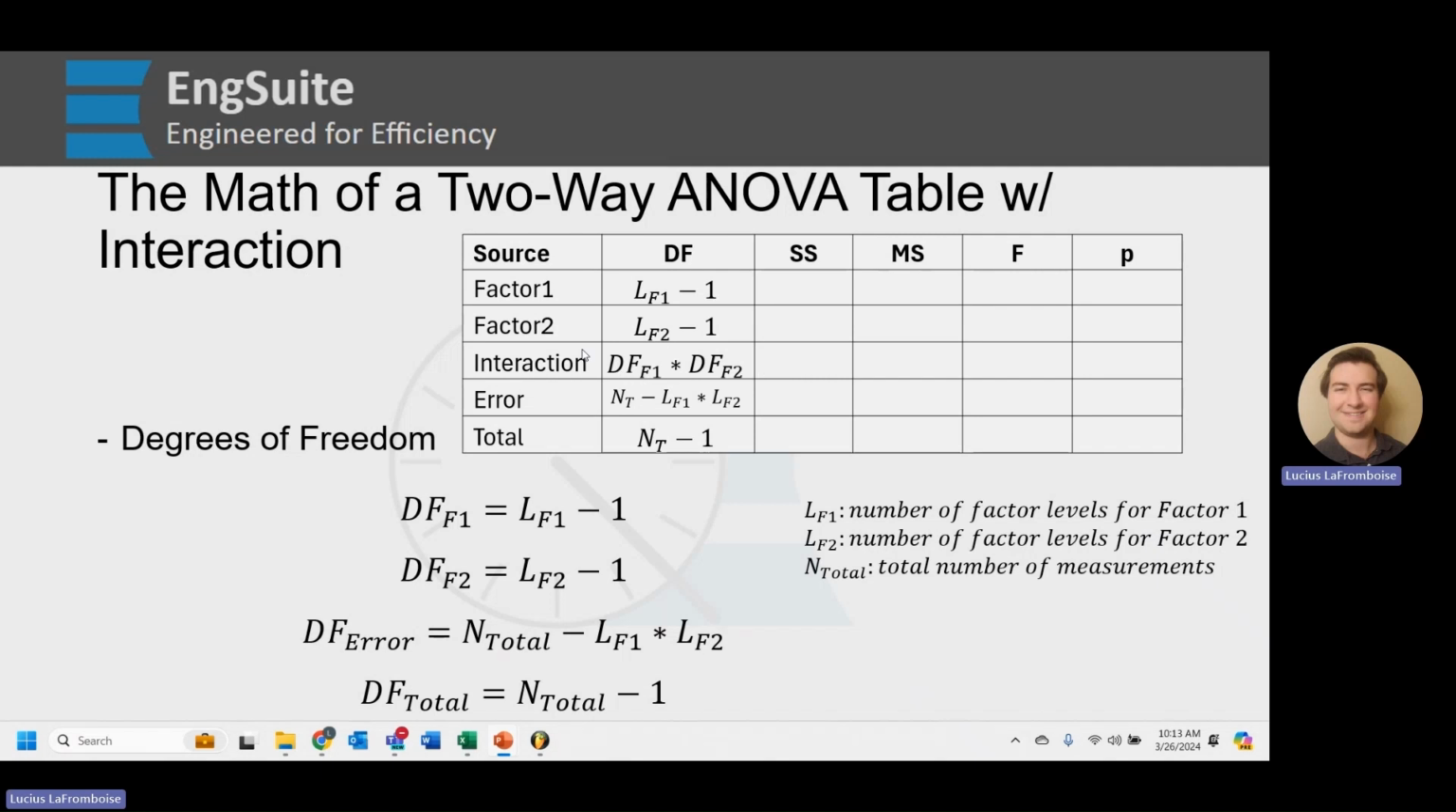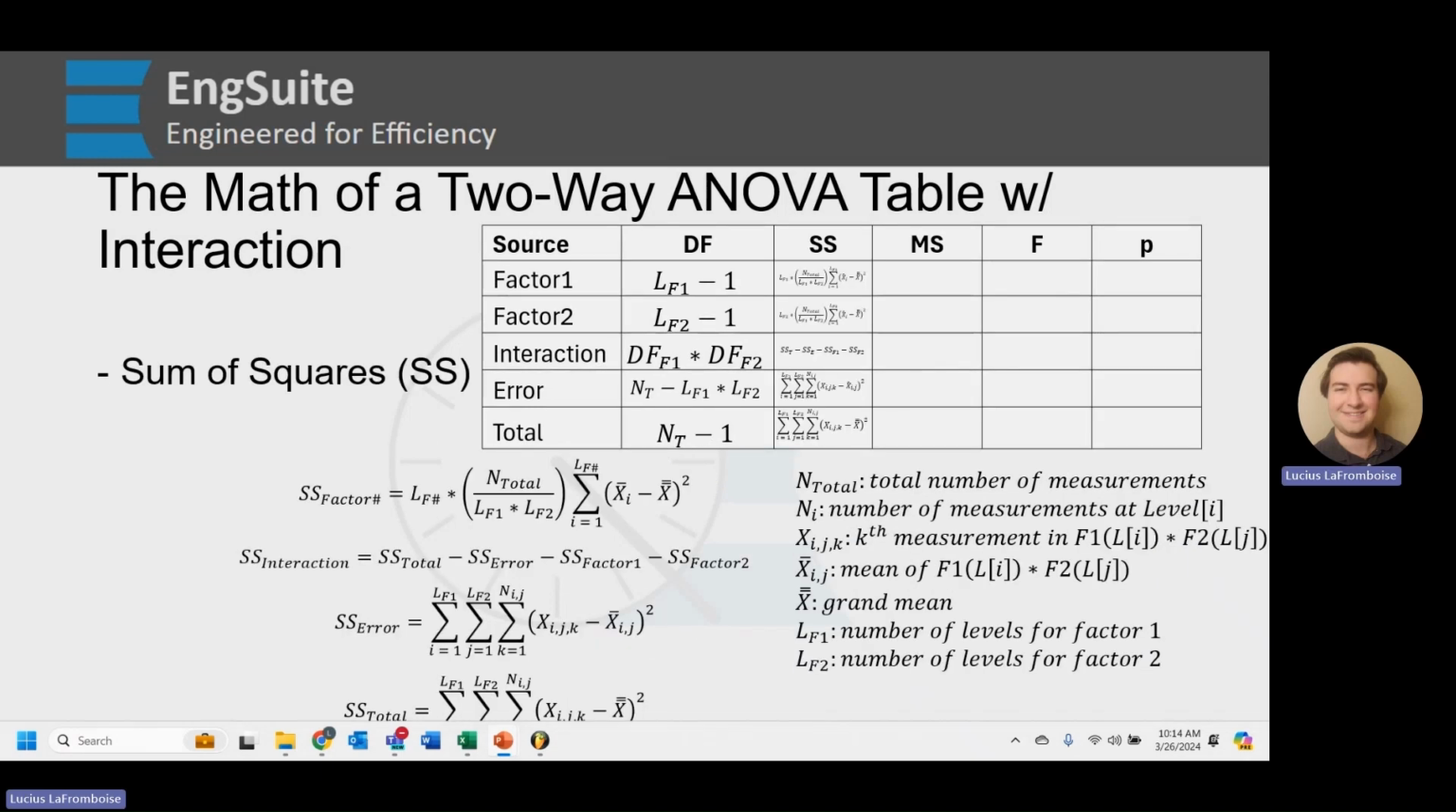Degrees of freedom, pretty easy. For factor 1, it's just the number of factor levels minus 1 for factor 1. So the number of levels for factor 1 minus 1. Factor 2 is the number of factor levels for factor 2 minus 1. The interaction is your factor 1 degrees of freedom times your factor 2 degrees of freedom. Then error is going to be your total number of measurements minus the number of factor levels for 1 times number of factor levels for 2. And then total is just going to be your total count minus 1.